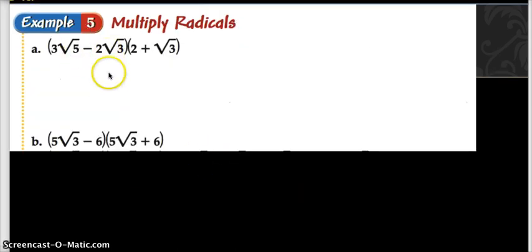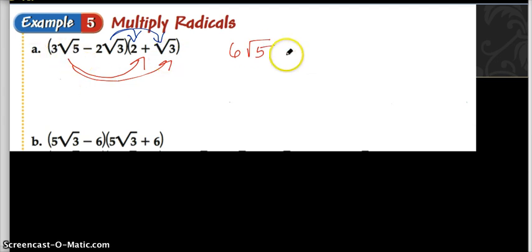In example 5, when we're multiplying radicals, we're basically using the FOIL method. So if you remember, I don't like to call it FOIL method, I like to call it the extended distributive property. I'm going to take one term and multiply it by the other two terms in parentheses, then take the next term and multiply them exactly like that. So here's what happens. This times that is going to end up giving me 6 root 5. And then 3 root 5 times this guy, root 3, is going to end up giving me a positive 3 root 15. Now let's go for the blue.